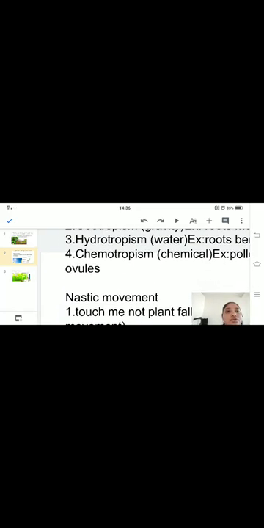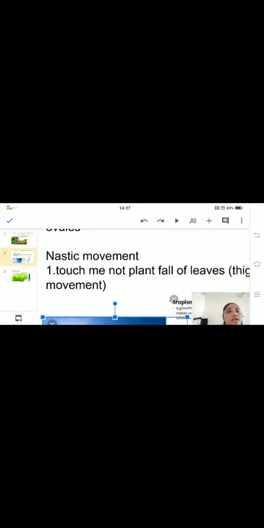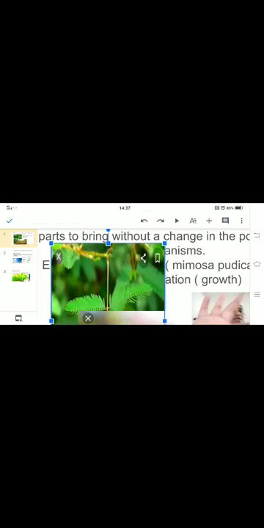Okay, now next going to the nastic movement. Same example as I have first shown you, the touch me not plant. As soon as we touch the plant in nastic movement, it tries to close its petals. But it does not show any direction, that it is moving to left or right. So it is a nastic movement.